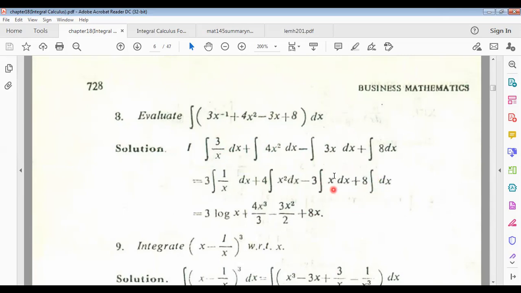So integration of 1, what will it be? X. Here x only, x to the 1 plus 1 divided by 1 plus 1, that means x square by 2. And here x square integration, what will it be? X to the power 2 plus 1 divided by 2 plus 1, that means x cube by 3. So the 1 by x formula, what? Log x. Very easy integration.